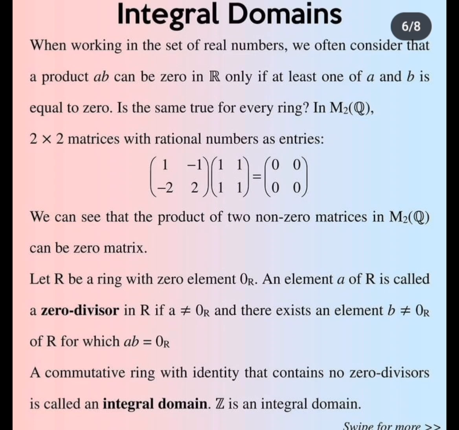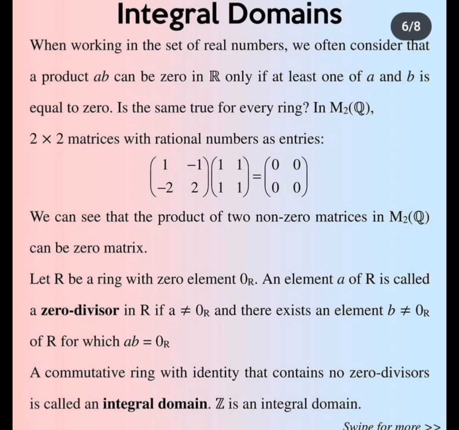Now for example, take the ring of 2 by 2 matrices. So you can see that we have matrix A and matrix B, and when we multiply the two of them together, we get zero. So you can see clearly that the product of two non-zero matrices can also be a zero matrix. So now we want to define what we mean by integral domain, but you can't understand integral domain without understanding what we mean by zero divisor. So what is a zero divisor?